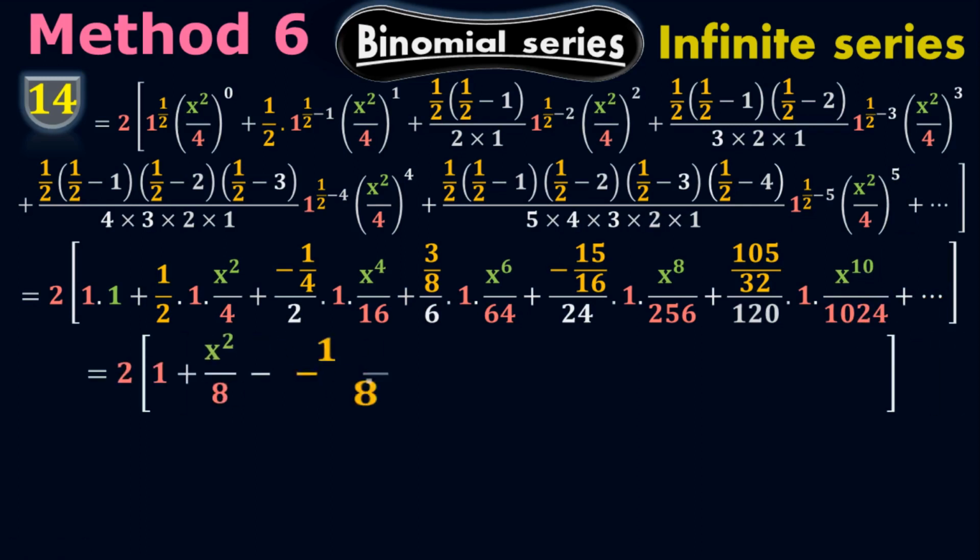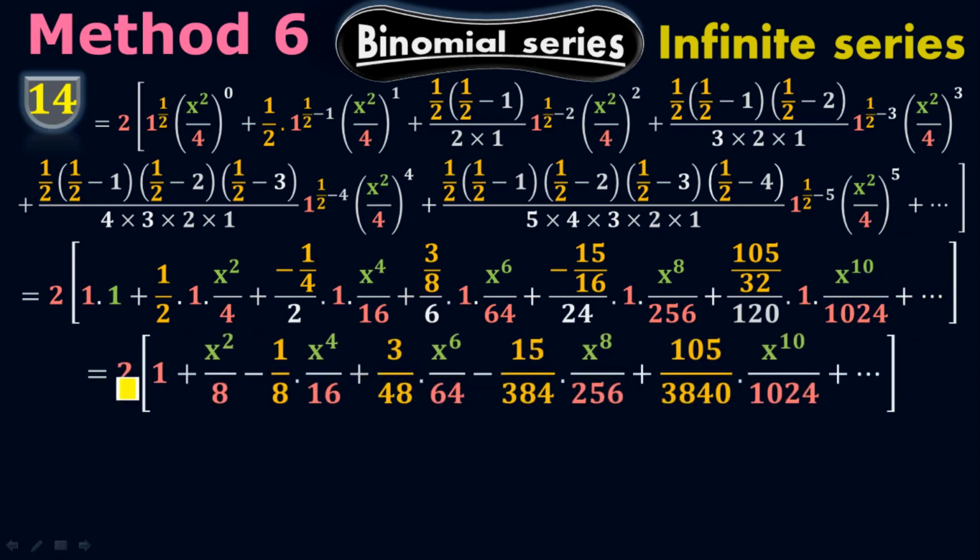which can be further simplified to have 2 into 1 plus x squared over 8 minus 1 over 8 into x to the 4 over 16 plus 3 over 48 times x to the 6 over 64 minus 15 over 384 times x to the 8 over 256 plus 105 over 3840 times x to the 10 over 1024 plus infinity.